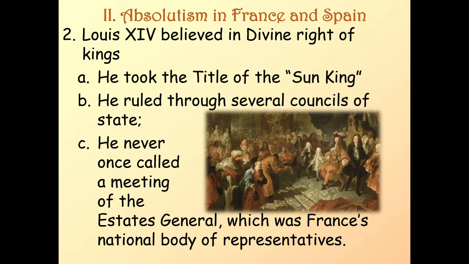Louis XIV believed in the divine right of kings, which we'll talk much about during this chapter. He took the title of the Sun King, and he ruled through several councils of state. He never once, not one single time in his entire career, called a meeting of the Estates General, which was France's national body of representatives.